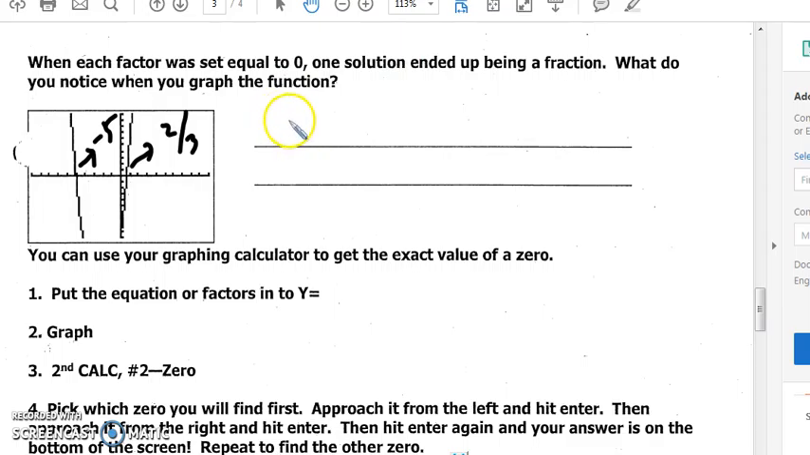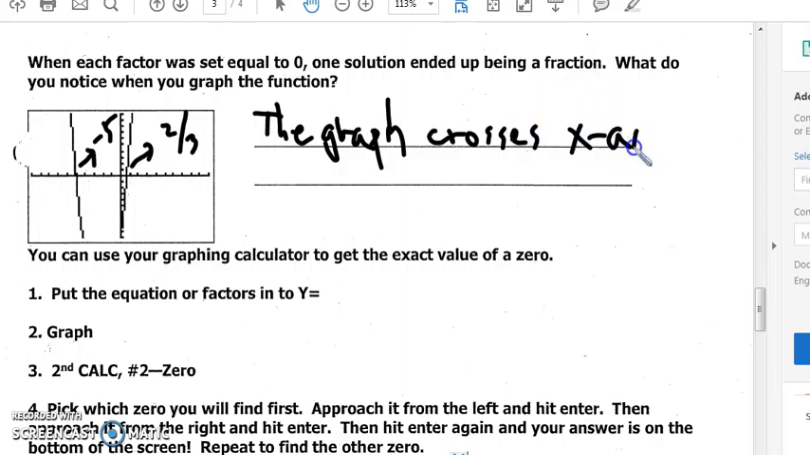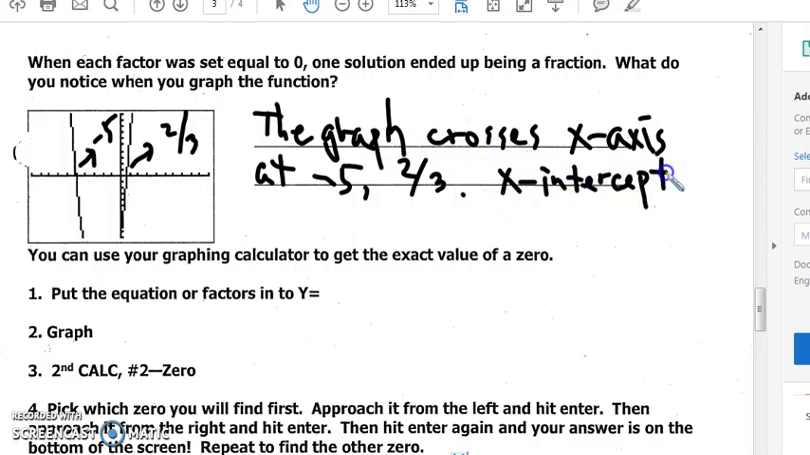And then right here, you're going to say the graph crosses the x-axis at negative 5 and 2/3. These are x-intercepts. And this is also called roots or zeros. Okay? Because this one is negative 5, 0, and 2/3, 0, when y is 0.